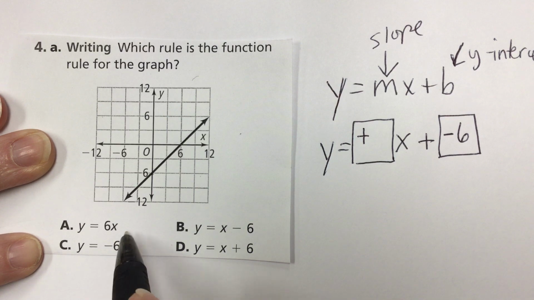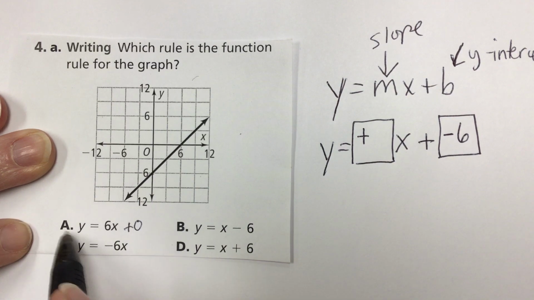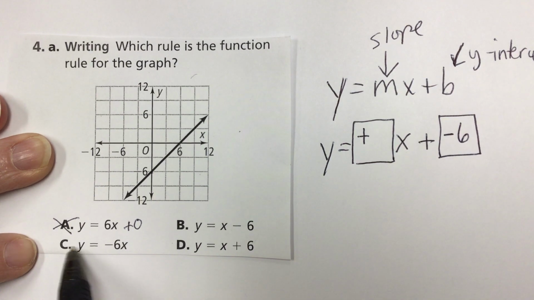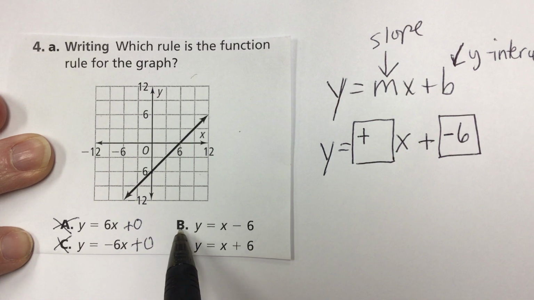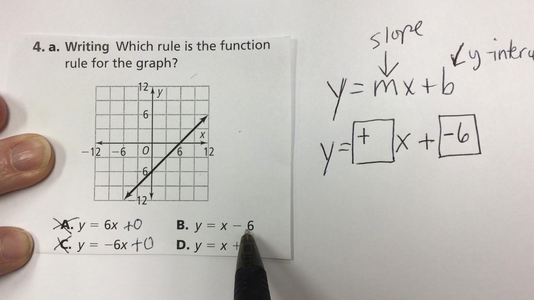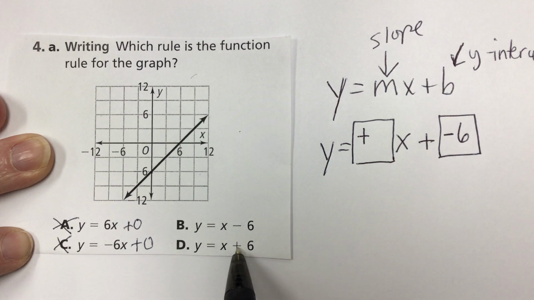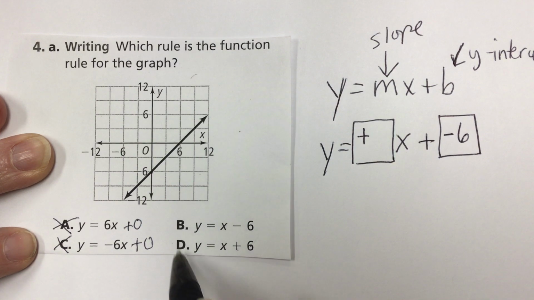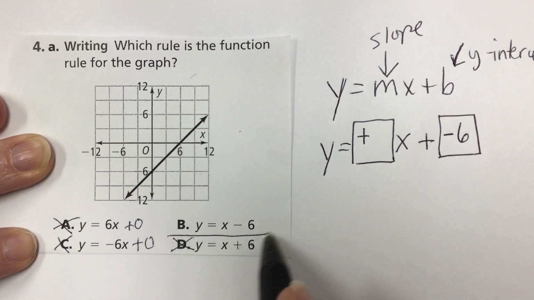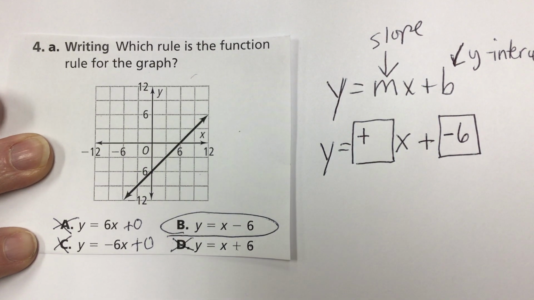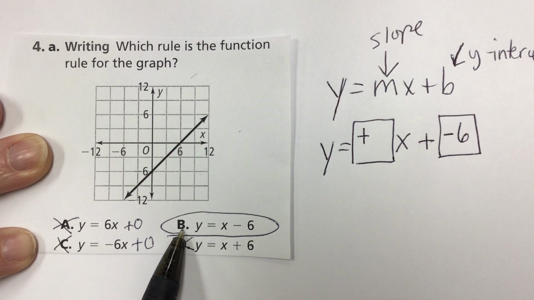Here, A has a 0 y-intercept, so I know it's not A. C has a 0 y-intercept. I know it's not C. B has a y-intercept of -6. That's like mine. And D has a y-intercept of +6, so I know it's not D. So my only choice is B.